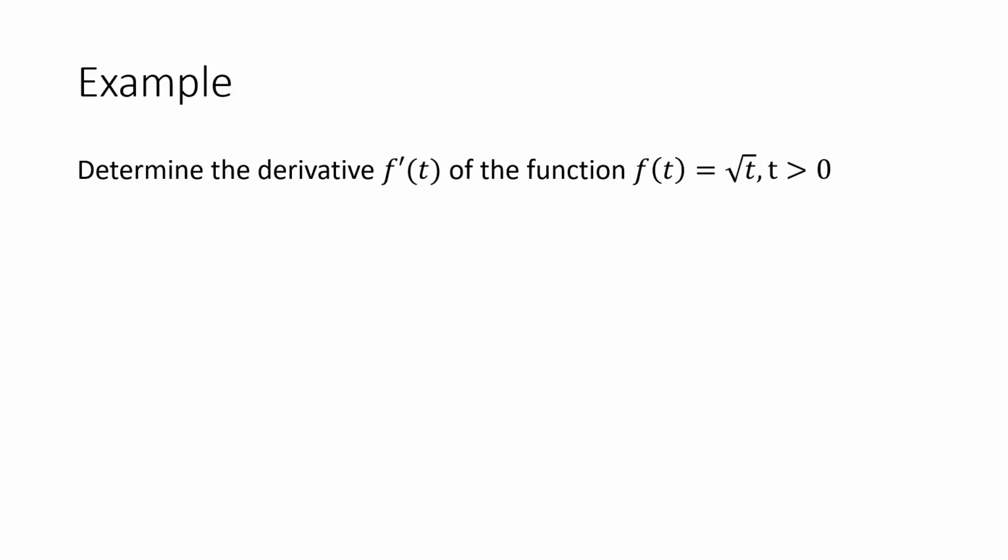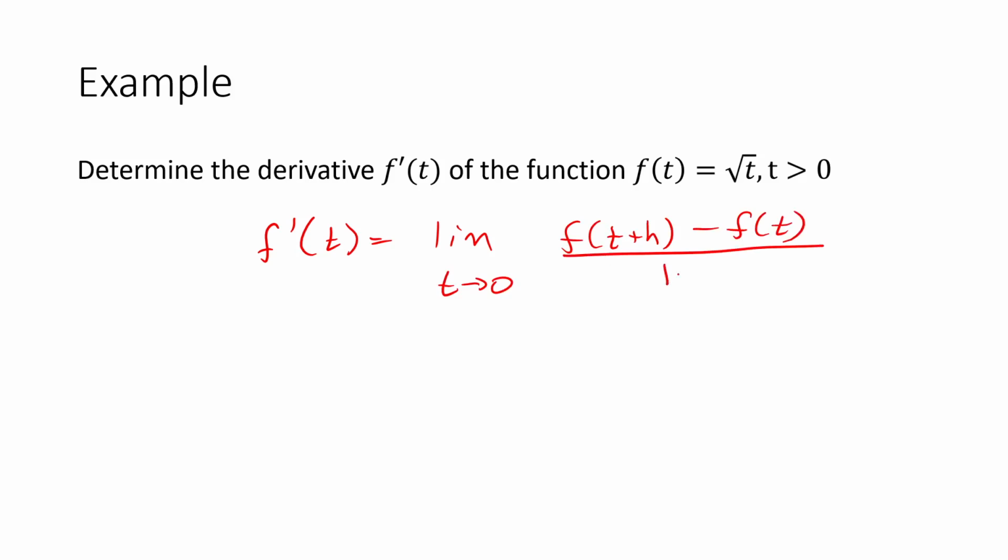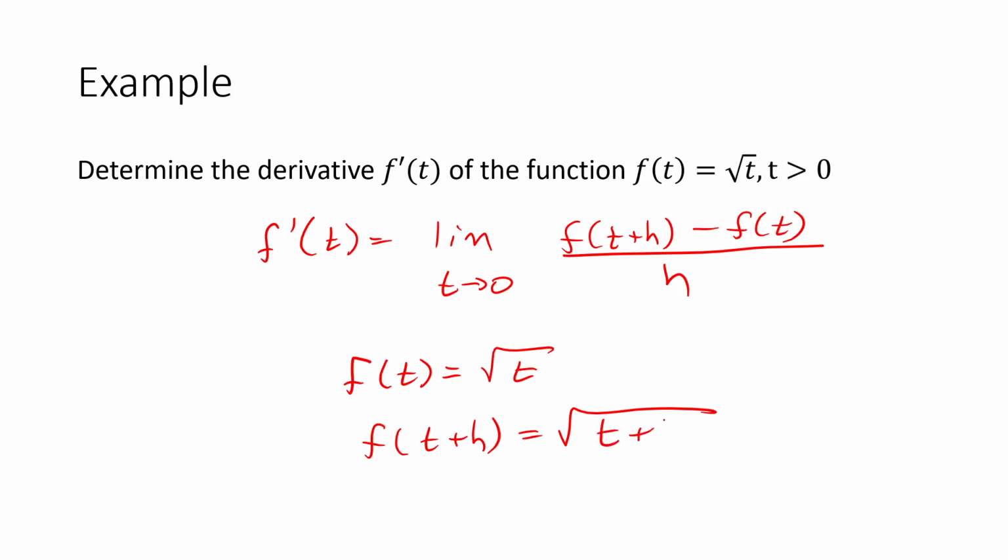So in this case, it'll be a slightly different formula. We'll say, instead of f prime x, we'll say f prime t is the limit as h goes to 0 of f of t plus h minus f of t all over h. And a quick reminder that if f of t is equal to the square root of t, then f of t plus h will be the square root of t plus h.